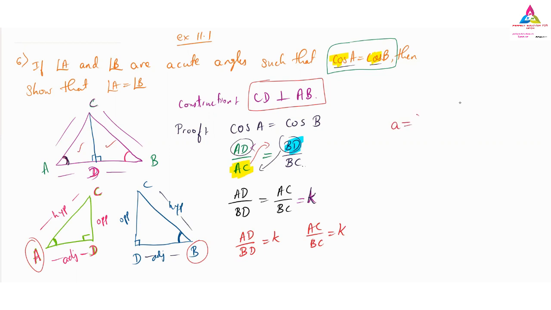If A is equal to B and that is equal to 2, which means A is equal to 2 and B is also equal to 2 itself. That you know already. The same rule I have applied here. I have taken AD by BD is equal to K and AC by BC is equal to K. Till here, does anyone have a doubt?